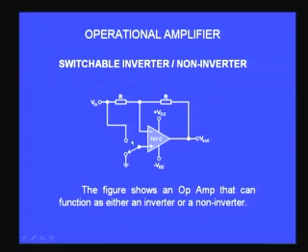When I connect it to ground, you can immediately see it becomes a very simple inverting amplifier, because the two resistors are equal R and you are giving the input at the inverting terminal, and therefore the gain will be minus R by R, and that means minus 1. So it is a simple inverting circuit when I put the switch to ground, with the non-inverting terminal connected to ground.